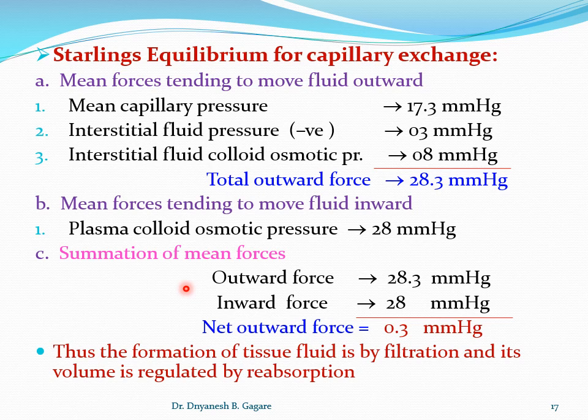And in this tissue fluid formation, the Starling forces are working. There are 4 forces, and if we take all forces together, that is called the Starling equilibrium of the capillary exchange. If we take all forces together, we get a net outward force of 0.3 millimeter of mercury. That's why there is net filtration of fluid. Thus the formation of tissue fluid is by filtration and its volume is regulated by reabsorption.